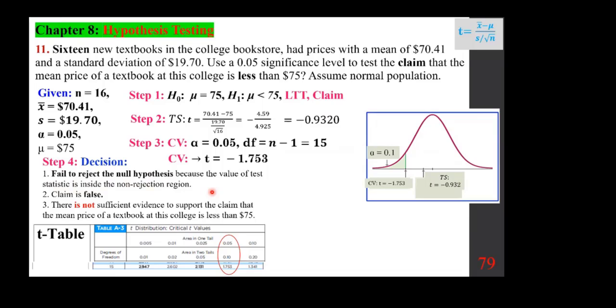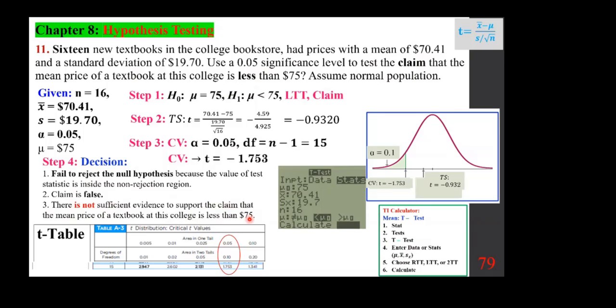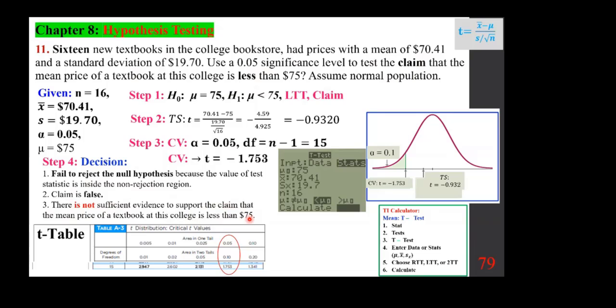So if we don't reject H0, that means we are rejecting H1. That means we are rejecting the claim. The claim becomes false. And you can do the writing from the question. There is not sufficient evidence to support the claim that the mean price of a textbook at this college is less than $75. Now, if we were to do it by the technology, we put in the information for t-test.